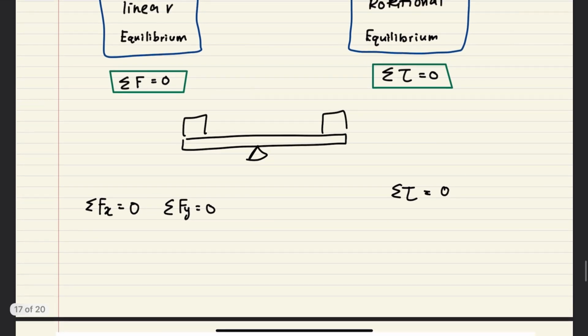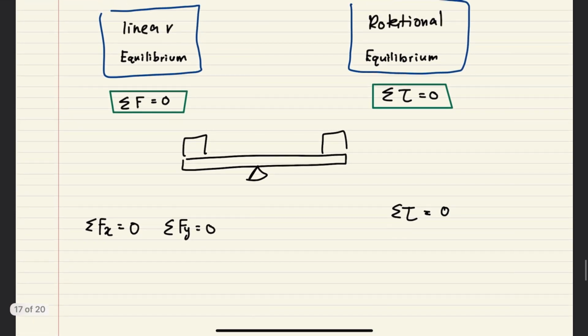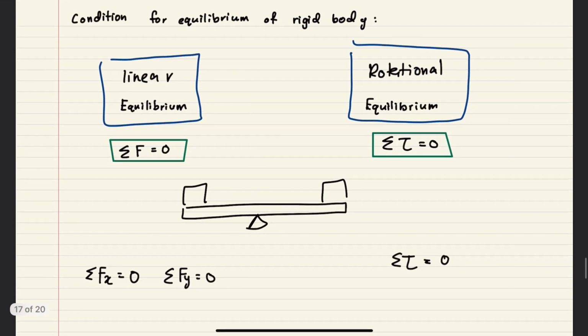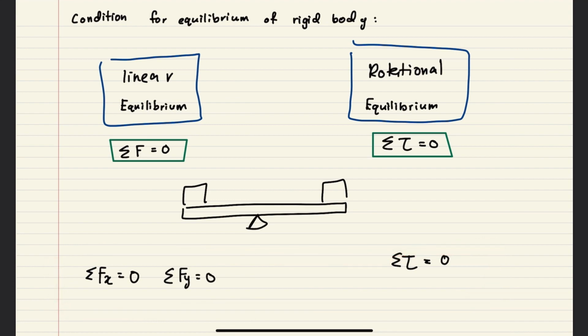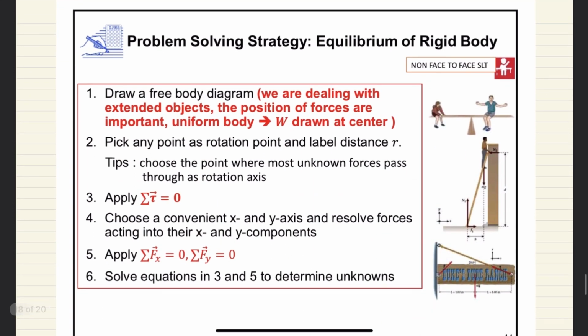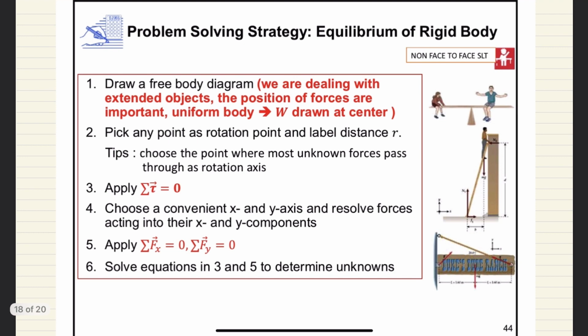Okay, so in this case, I think I'm going to show you the free body diagram part later. So for now, I just want you to know the condition for equilibrium. So that means if an object is at equilibrium, it has to obey these two conditions: linear equilibrium and rotational equilibrium. As a result, you can write down 3 equations straight away. Okay. So if you go through the lecture notes, it has steps on how to solve problems regarding the equilibrium of a rigid body.